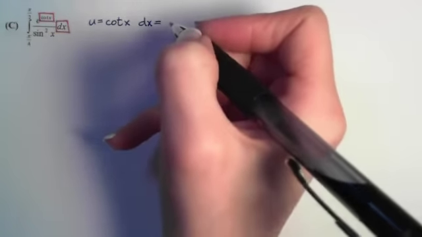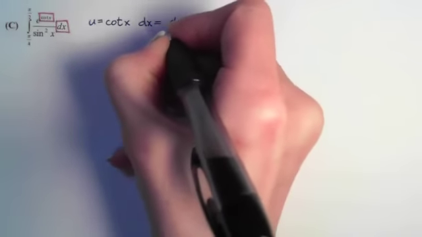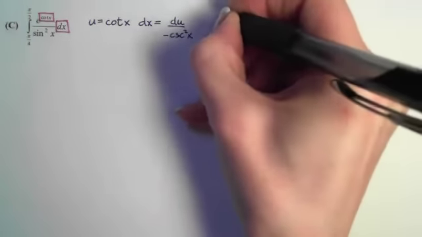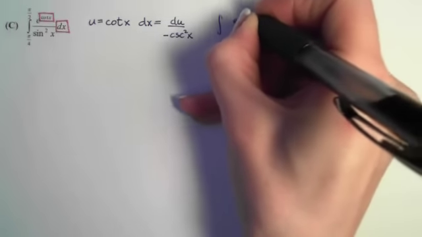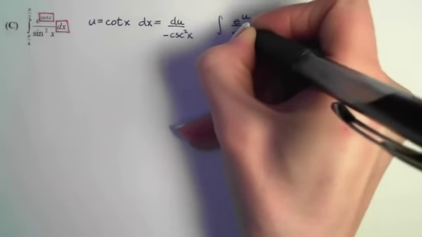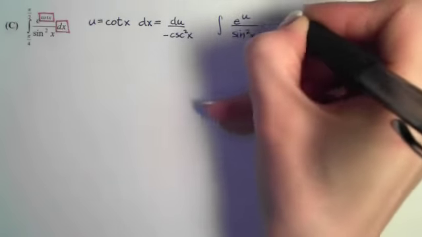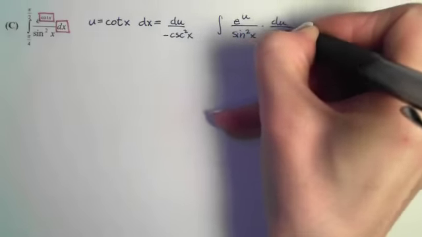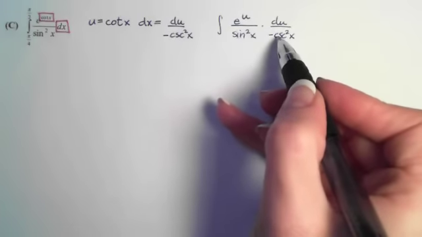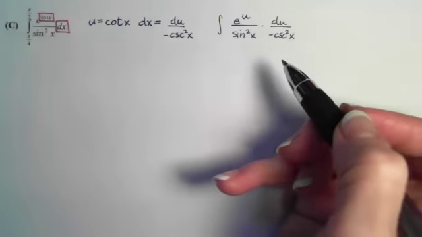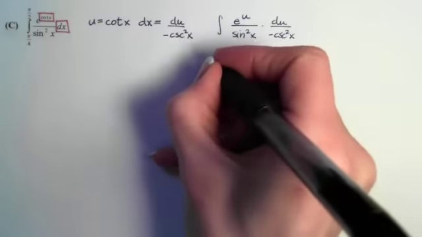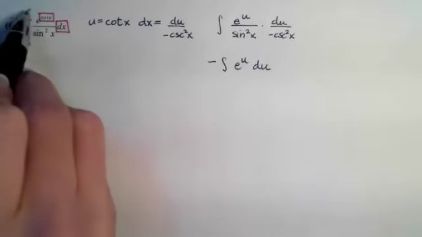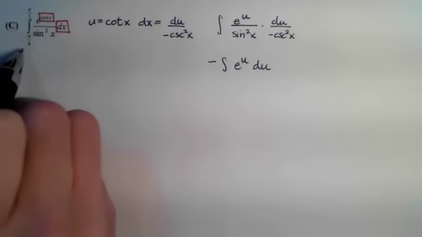U will be cotangent of x, dx will be du over a negative cosecant squared of x, which means when I do my replacement, I'll get e to the u over a sine squared times a du over a negative cosecant squared. Well, sine and cosecant are inverses. When I multiply them, I'm going to get a 1, and I can pull this negative out in front. Because I have a definite integral, I've got to track my limits with me.